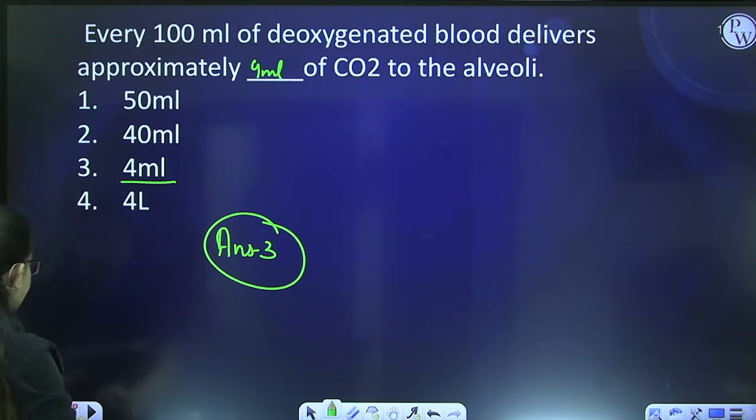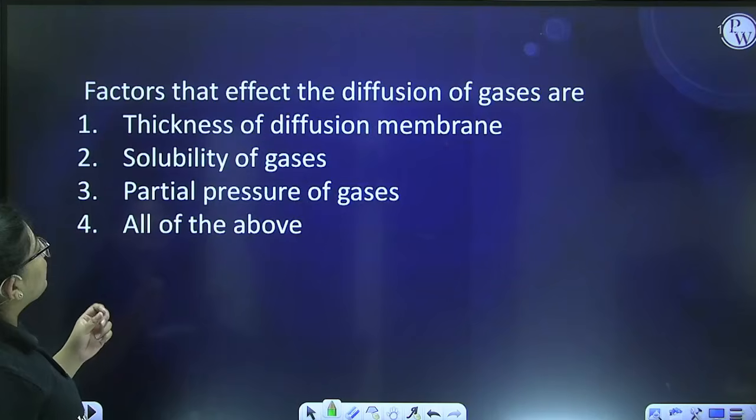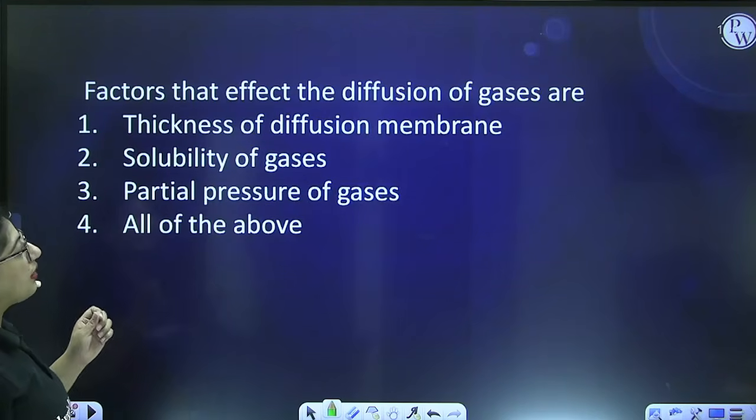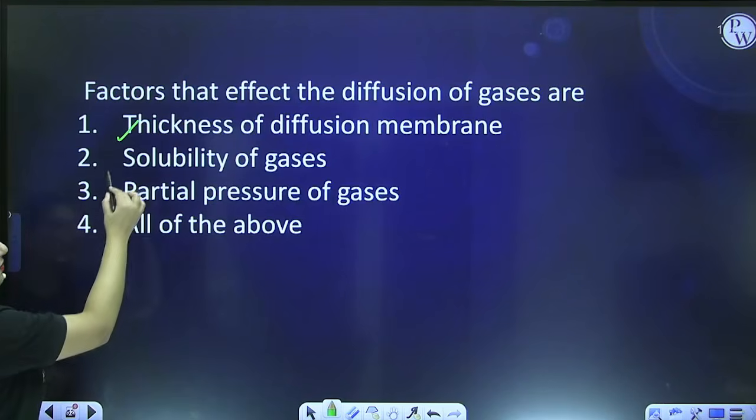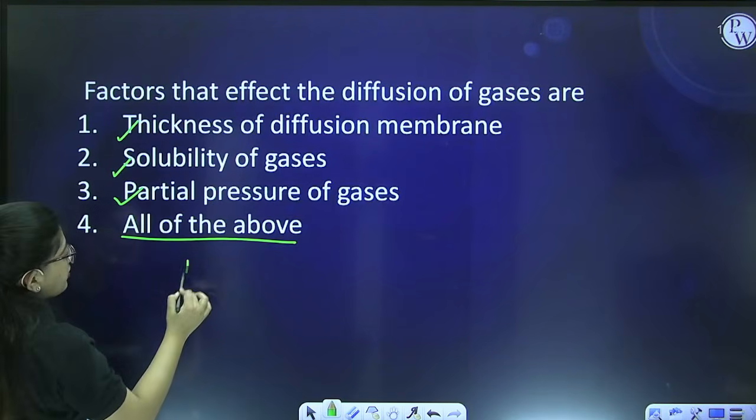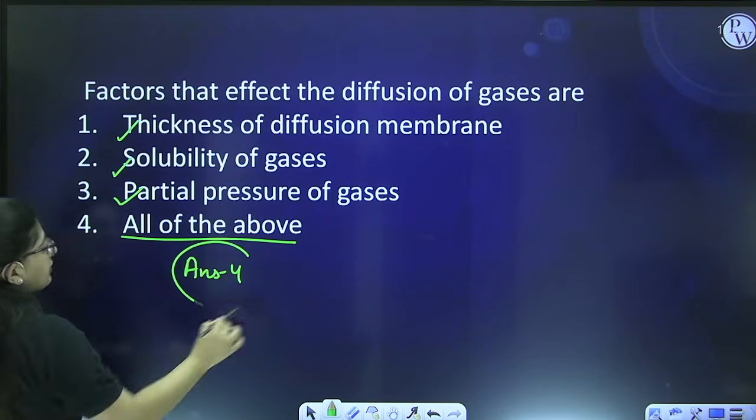Okay, all right. Next. Factors that affect the diffusion of gases are thickness of the diffusion membrane, very true. It affects solubility of gases, very true, and partial pressure. So the answer will be 4, all of these. Okay, next.